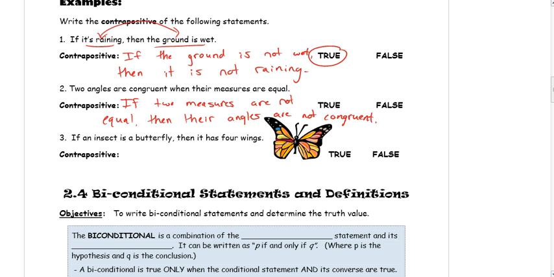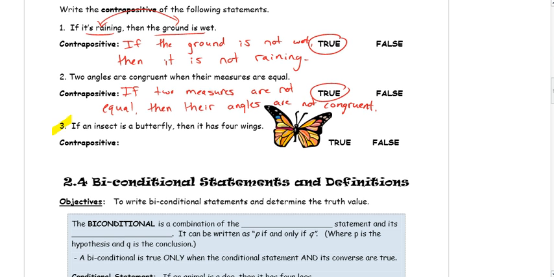Okay, so again, read this carefully, think about it. If two measures are not equal, so if we were to say it's like 80 and 90, if they're not equal, then their angles are not congruent. Okay, again, that's true because if they're not equal measures, then there's no way for them to be congruent. So you need to check, are they true, false? If they're false, you can come up with a counterexample. Try number 3 for tomorrow.